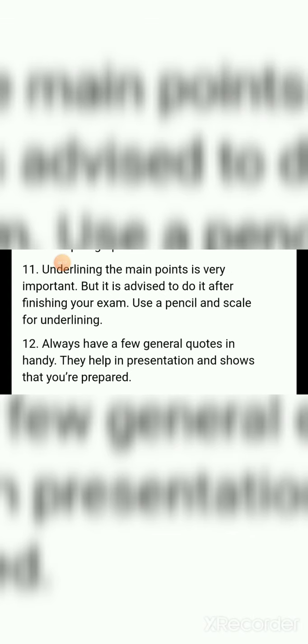Next, underlining the main points is very important, but it is advised to do it after finishing your exam. Use a pencil and scale for underlining.